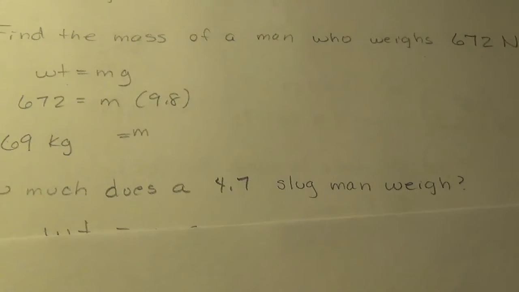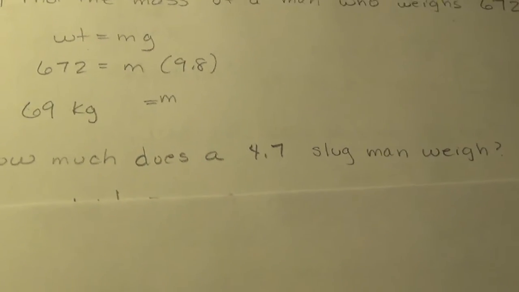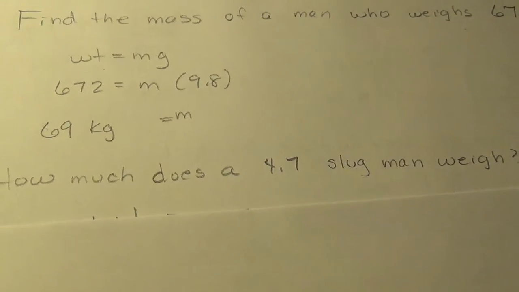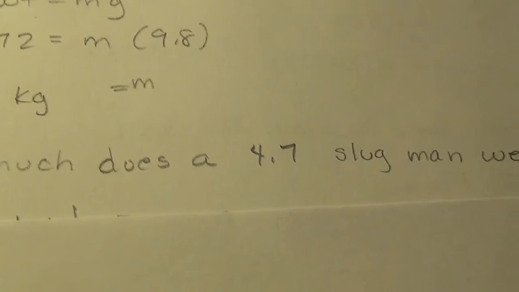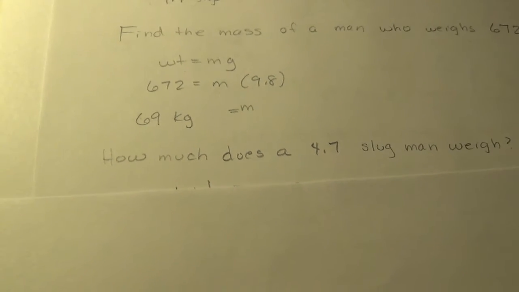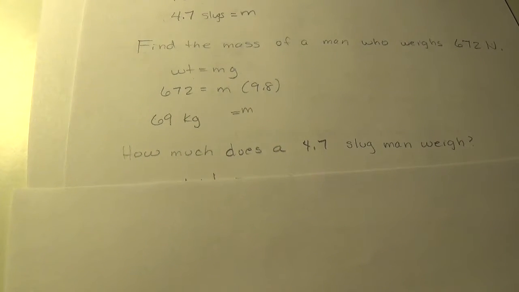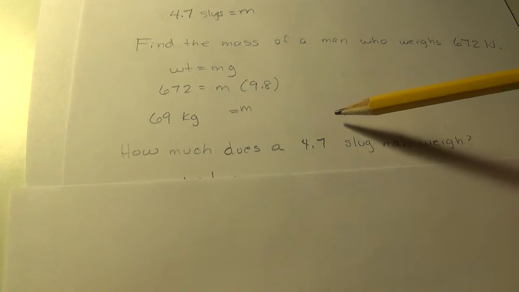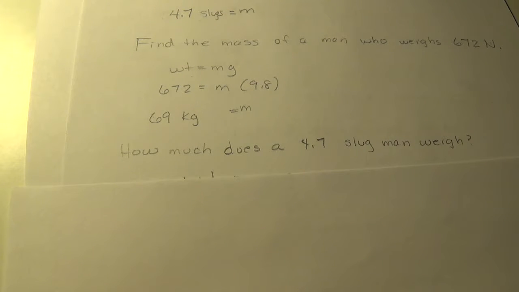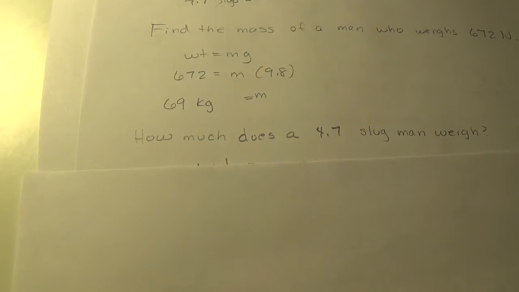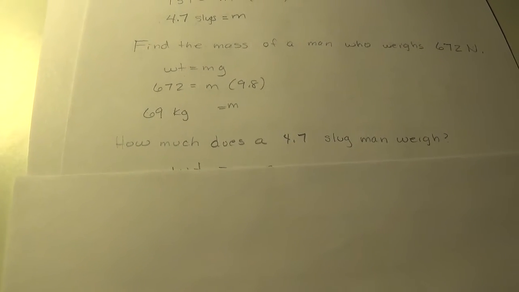Now let's go to the other direction. Let's say we have a mass given. Sorry, my stand isn't very steady tonight. How much does a 4.7 slug man weigh? So we have a man in America who has a mass of 4.7 slugs, and I want to know his weight. So I pull out weight equals mg.